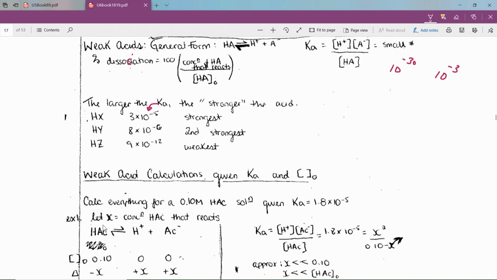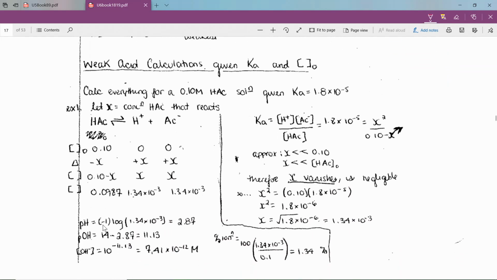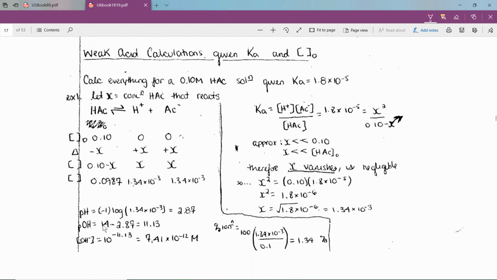Okay, so let's look at some varieties of calculations associated with weak acids. The first kind, and I'm not going to label them as skill 1 or type A or type B. Let's just make little charts, tables, ICE diagrams, things to help us to solve this. So here you're given Ka and you're given an original concentration. So we create a 0.1 molar acetic acid solution. We have the Ka. We want to find everything, the pH, the pOH, the H+, the OH-, the Ac-, and the percent ionization. So all that stuff.